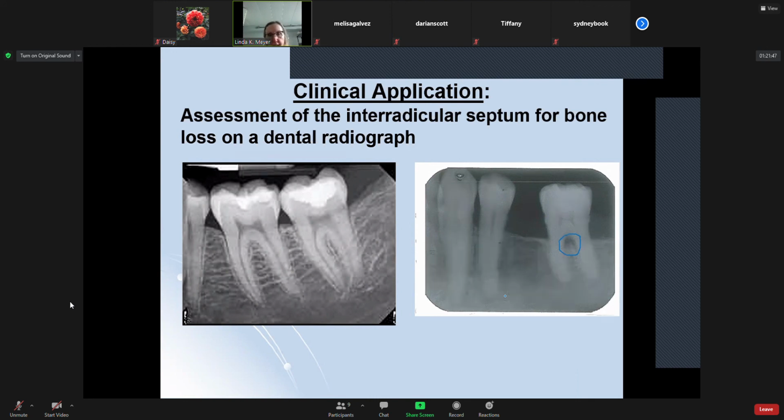Have you started talking about perio charting yet in fundamentals? I think we did a little bit. I just didn't know if you were shown the right symbols for furcation involvement on a perio chart. That's something that you're looking at clinically as well as radiographically to record on your periodontal charts.